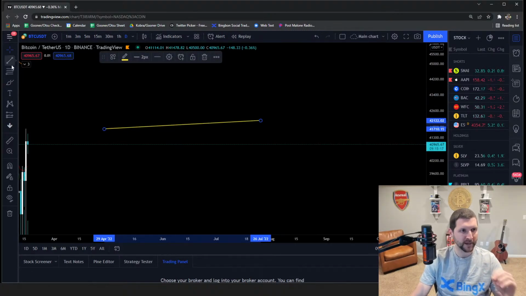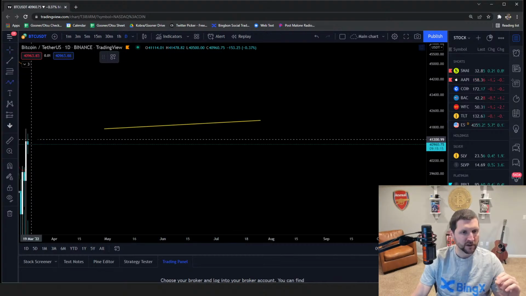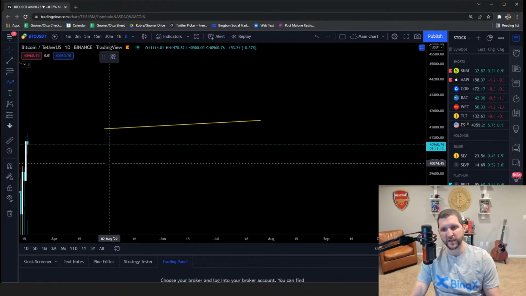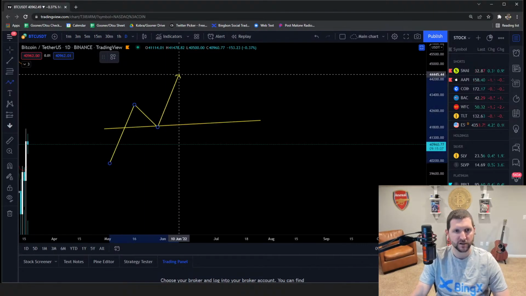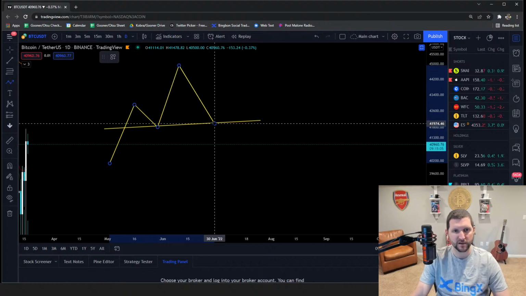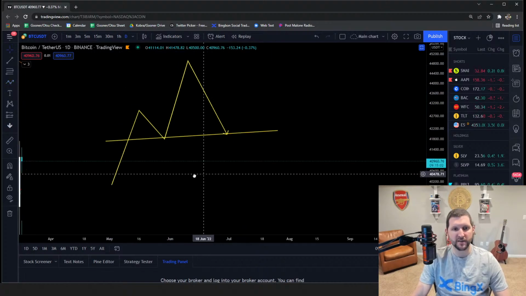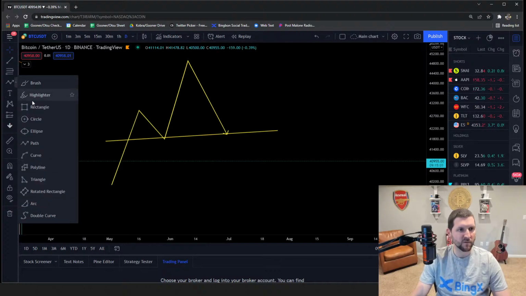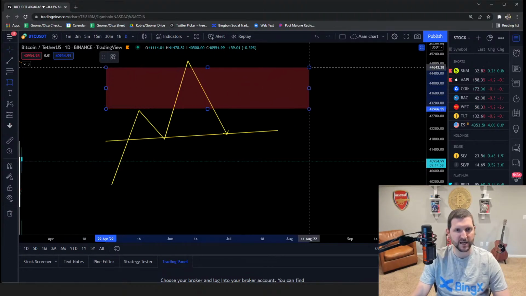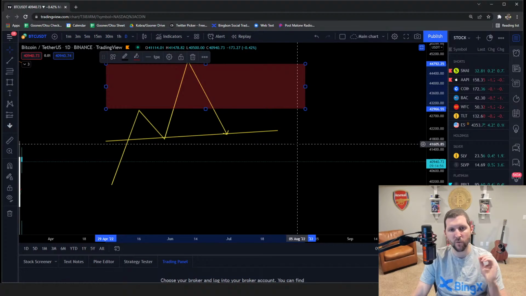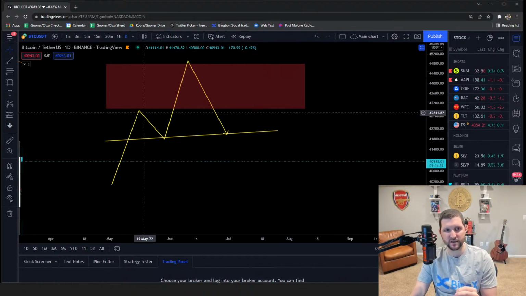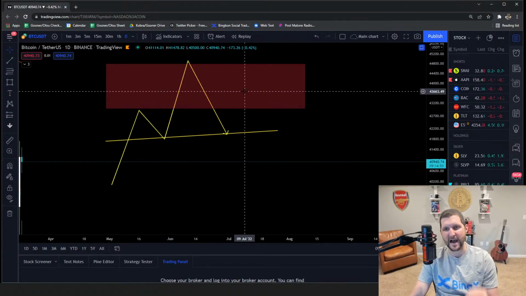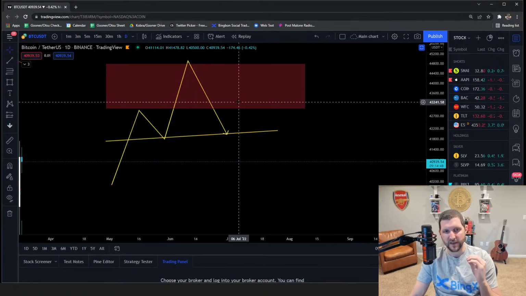So biggest tip is the right shoulder is going to be between the head and the left shoulder. And what I mean by that is you have your left shoulder here, you have your head here, okay? So you want the right shoulder to be somewhere between here and here. I don't know why, but for whatever reason, when the right shoulder is in between the head and the left shoulder, you have a higher success rate. They will more likely pay out.